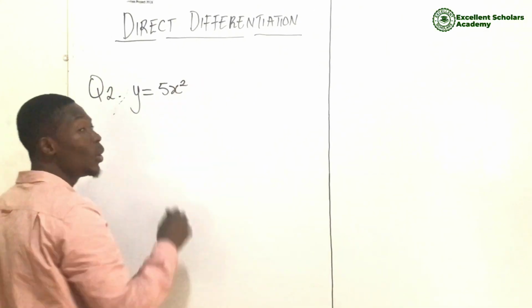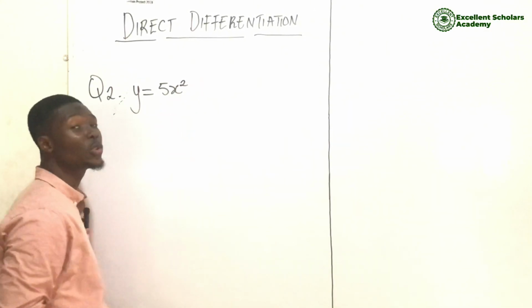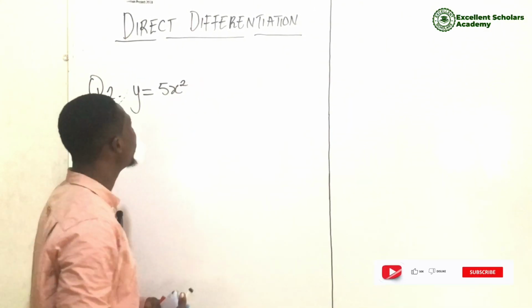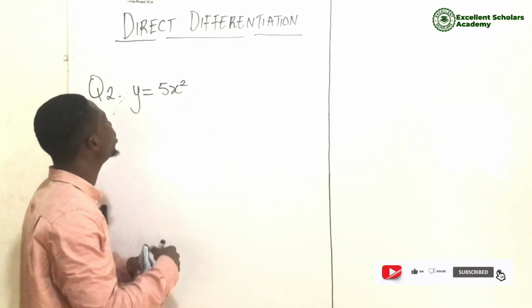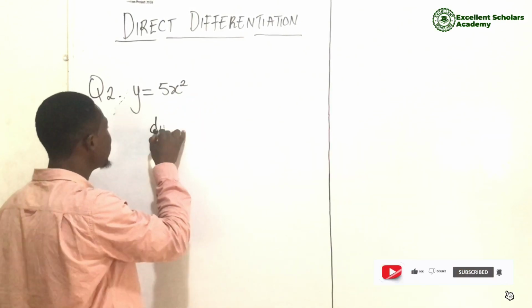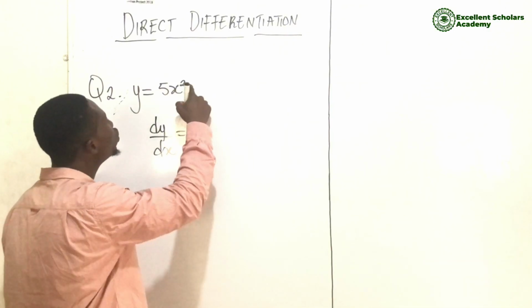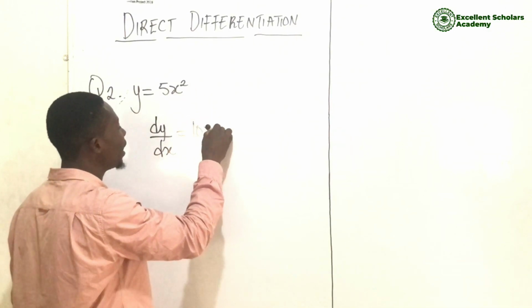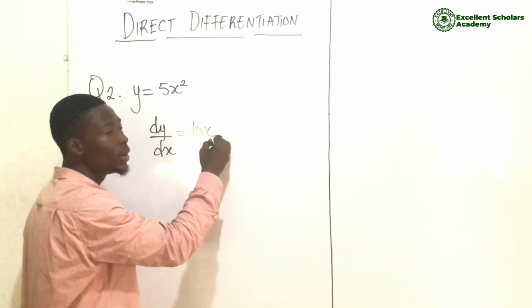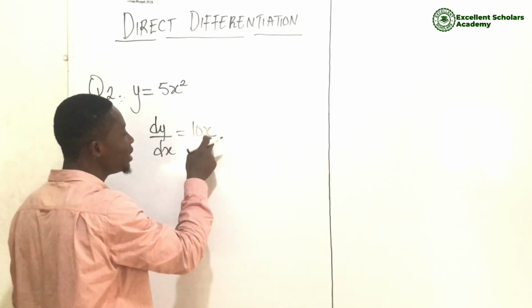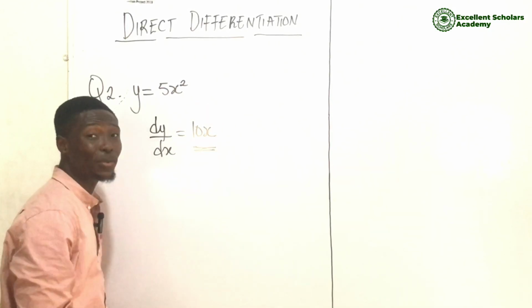So this is the next question we're going to be solving. y is equal to 5x squared. Now we want to differentiate this, right? So how do we differentiate this? Our dy/dx will simply be, use 2 to multiply 5, that gives you 10x. Then subtract 1 from 2, that gives you 1. So x to the power of 1 is still x. So this is going to be our final answer.